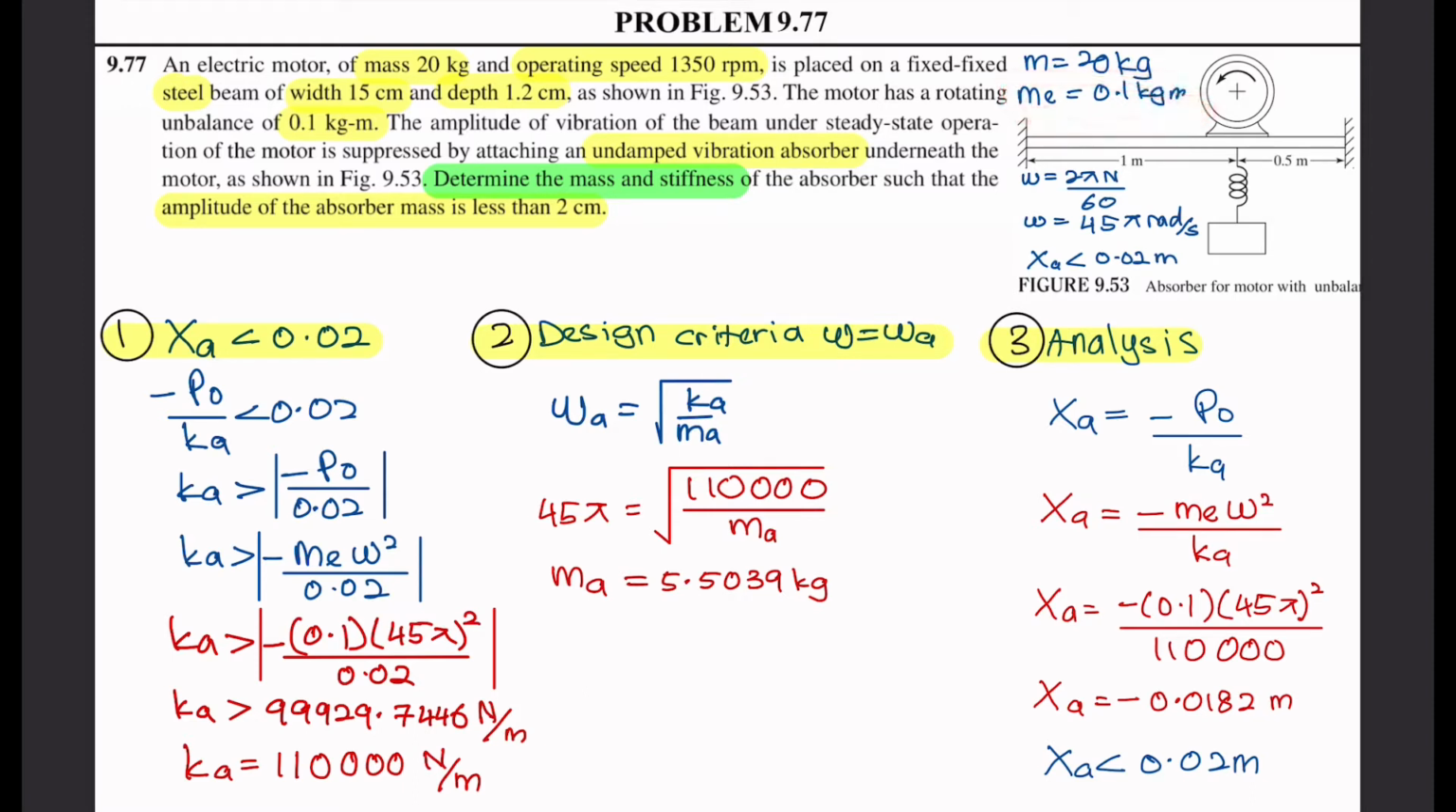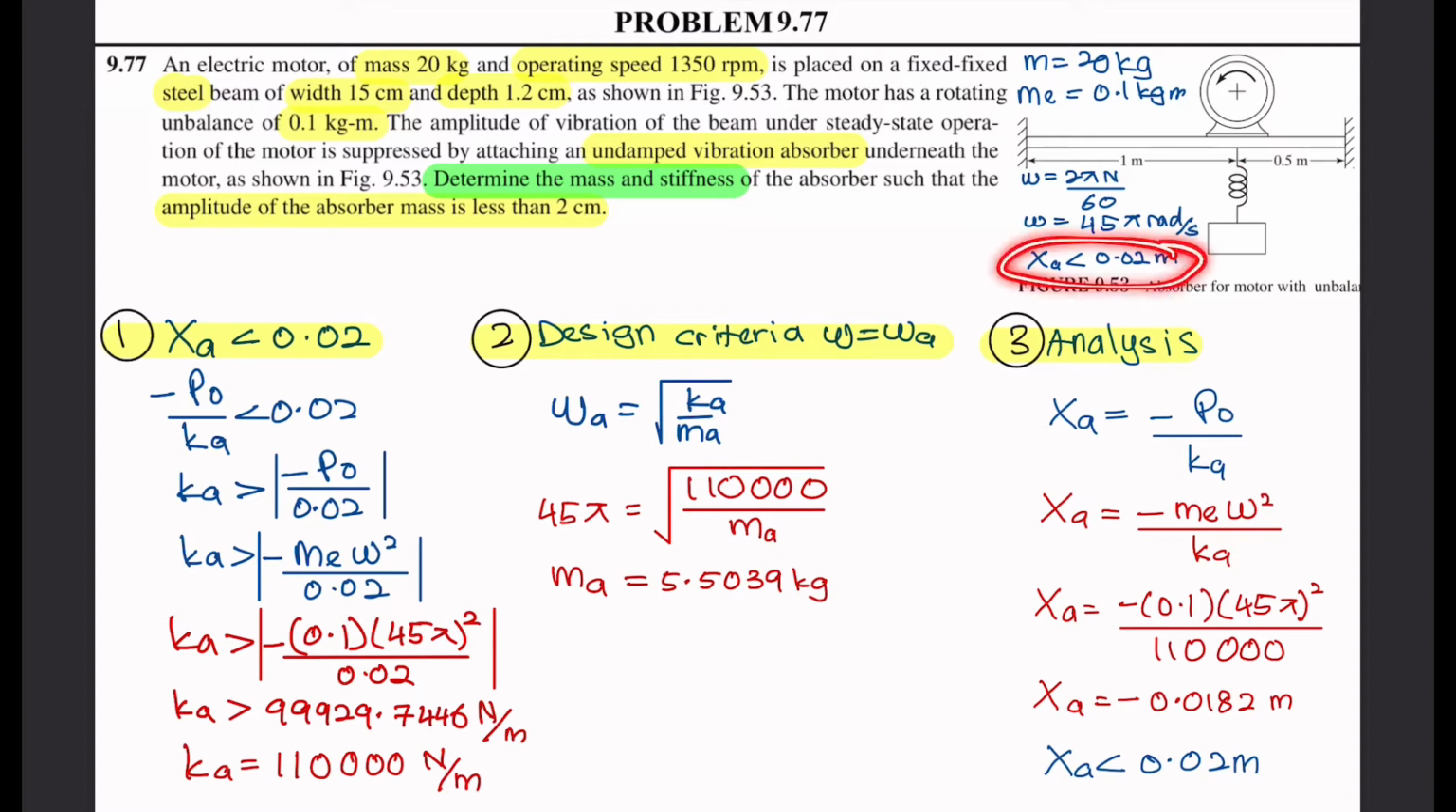The amplitude of vibration of the beam under steady state operation of the motor is suppressed by attaching an undamped vibration absorber underneath the motor as shown in this figure. So this is the motor and this is the absorber. Determine the mass and stiffness of the absorber such that the amplitude of the absorber mass is less than 2 centimeter.